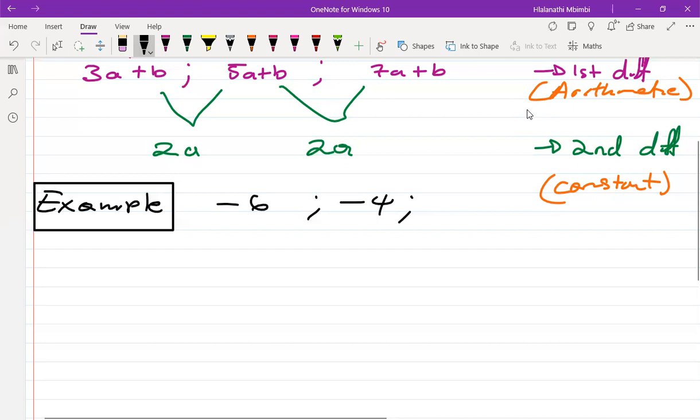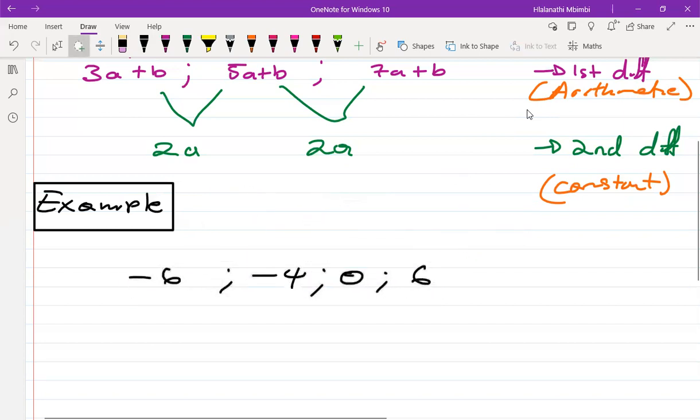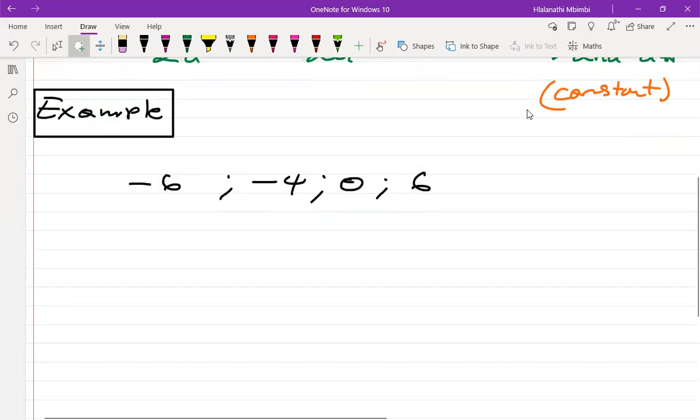And our third term is 3, and that is 0. And our fourth term is 6. Okay, cool. That's our sequence. I want us, in this sequence, to find the general term.